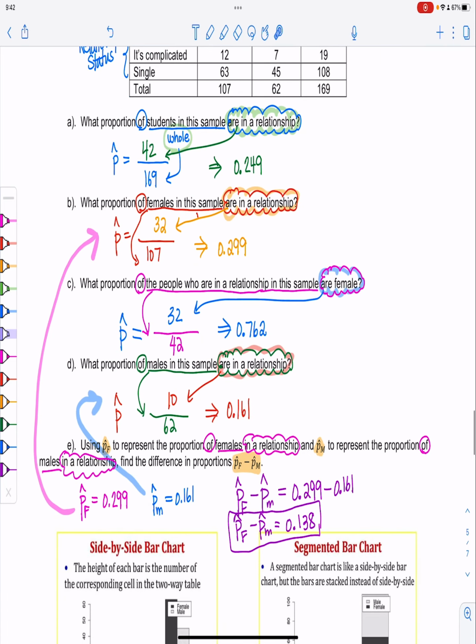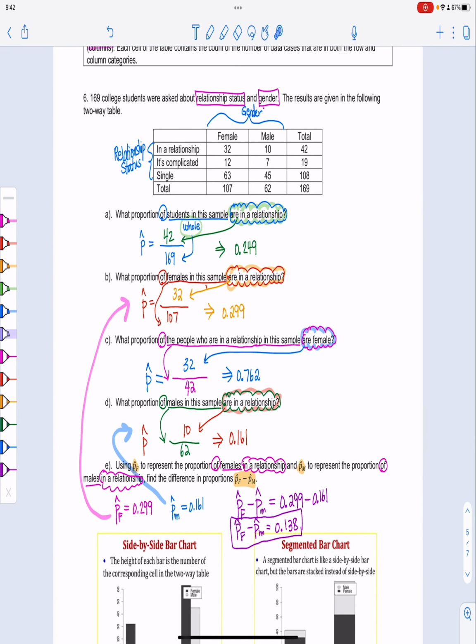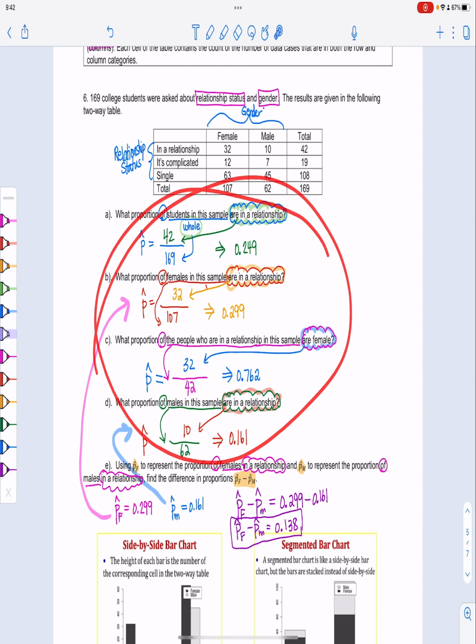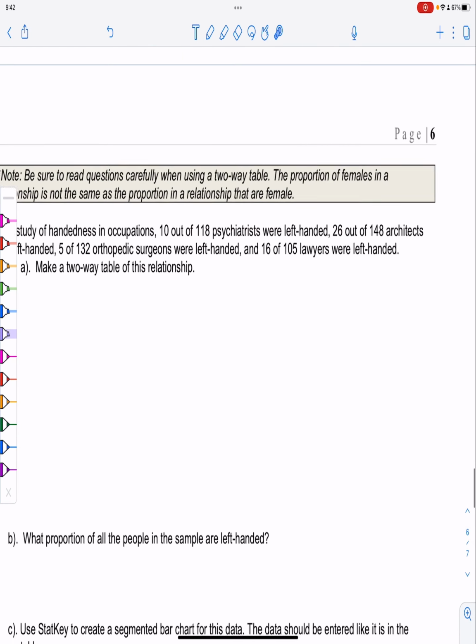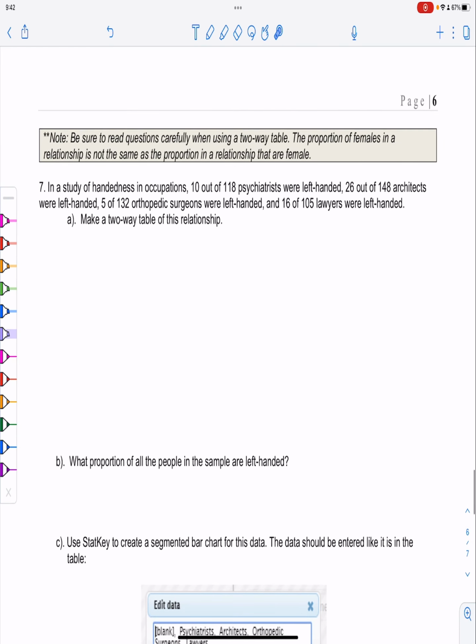And again, I strongly suggest you use this diagramming strategy that I used on these problems here. Okay. All right, let's practice another problem. In a study of handedness in occupations, 10 out of 118 psychiatrists were left-handed, 26 out of 148 architects were left-handed, 5 of 132 orthopedic surgeons were left-handed, and 16 of 105 lawyers were left-handed. Make a two-way table of this relationship.